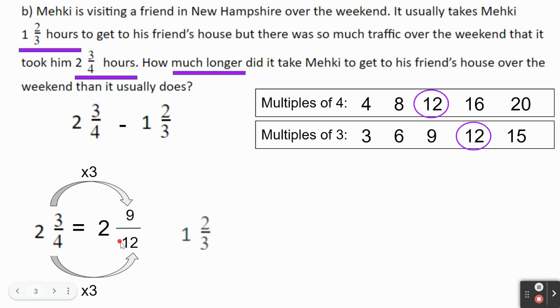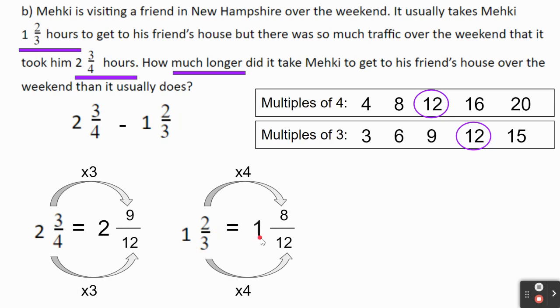Let's do the same for 1 2/3. We're going to create an equivalent fraction where the denominator is 12. Let's think, what do we multiply by 3 to get to 12? Well, 3 times 4 equals 12. So since we're multiplying by 4 on the bottom, we're going to multiply by 4 on the top. 2 times 4 is 8. If we look, we can see there's a 1 whole in front, so we need to make sure we also include the 1 whole in front of our equivalent fraction. 1 2/3 is equivalent to 1 8/12.